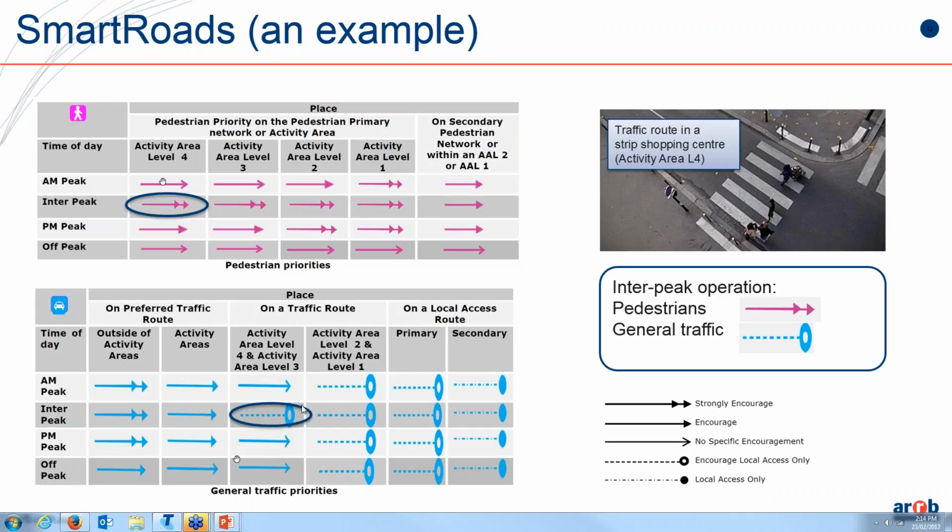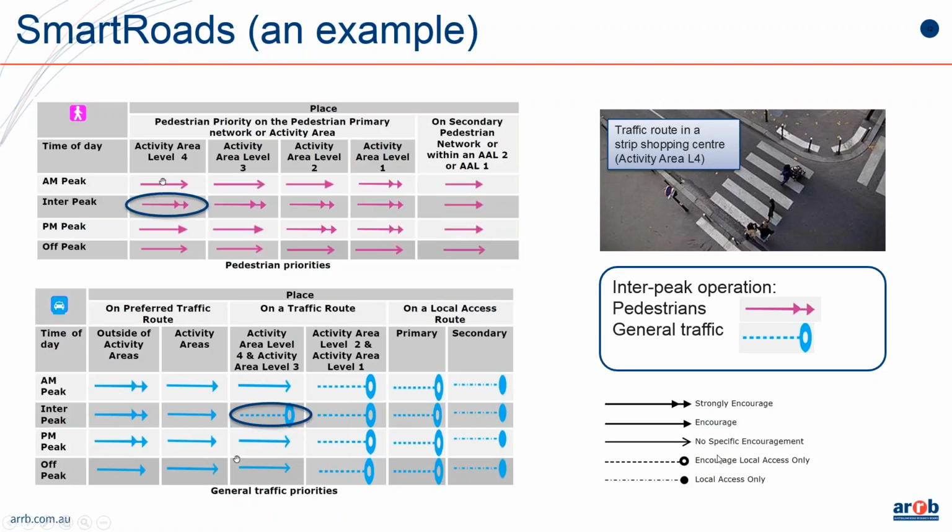Now, if you look at the general traffic in the same activity area level number 4 or strip shopping center during the interpeak, you can see that the level of encouragement for general traffic is to encourage local access only. Now, that's one specific example. Different time periods will have different levels of encouragement for each mode of transport or each road user.